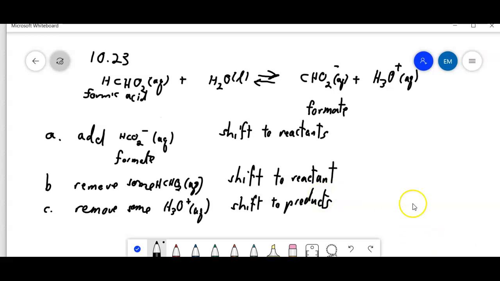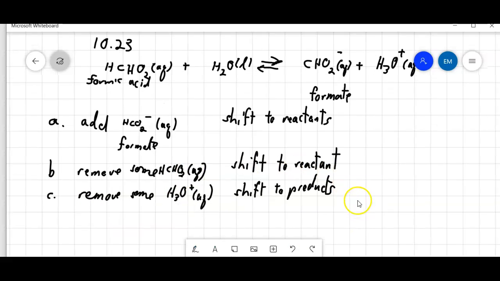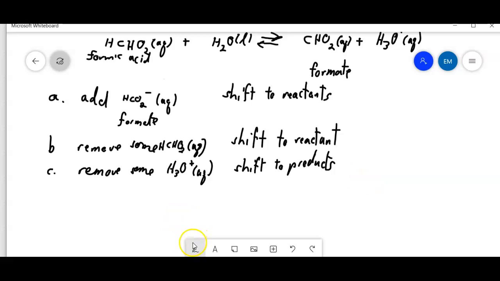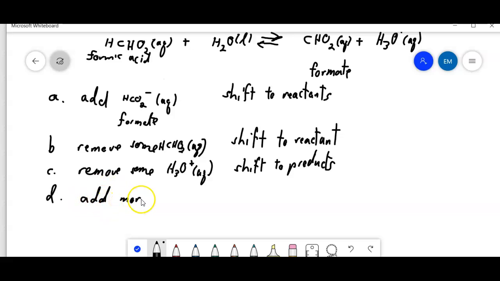We have one more here. So let's shift this up just a bit. Go back to inking. D is add more formic acid. That's a reactant. So if you add something, you're going to shift away from it. This is a reactant, so you're going to shift to products.